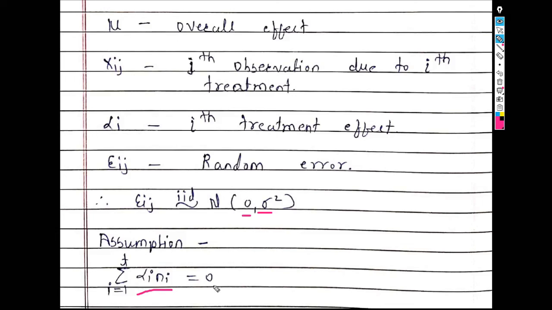In the next lecture, we will discuss the least squares estimators of the parameters of the model. In this model, mu and alpha i are the parameters. So in this way, we discussed the model which we use in completely randomized design.